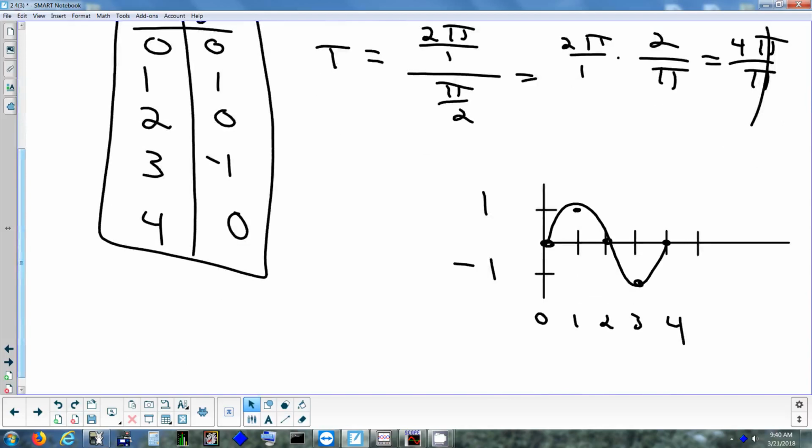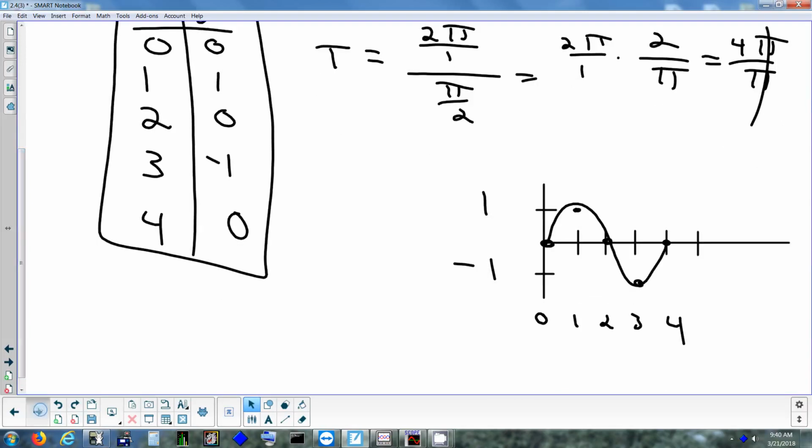Normally we would have to go to 2 pi to get one full cycle. 2 times pi is 6.28. Now you're getting a full cycle before 6.28. You're getting it at 4. So it's been compressed a little bit. Not a lot. All right. Any questions on period change?